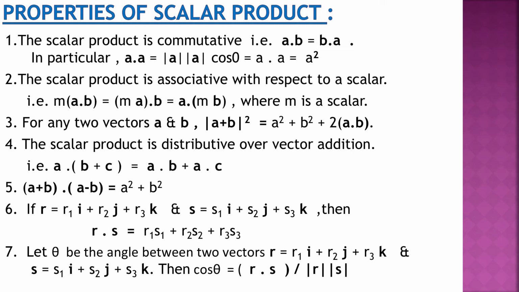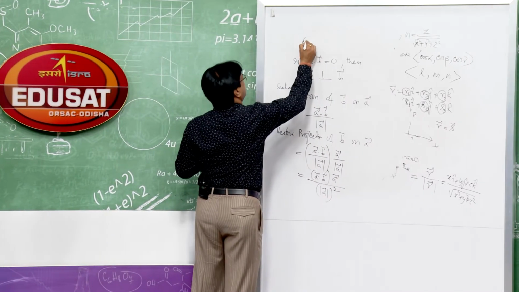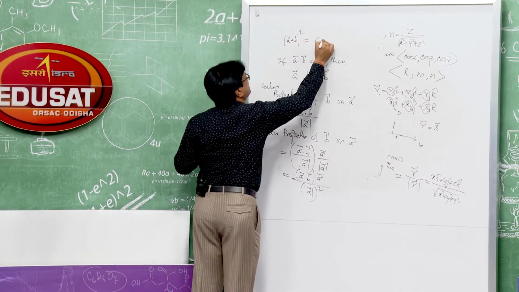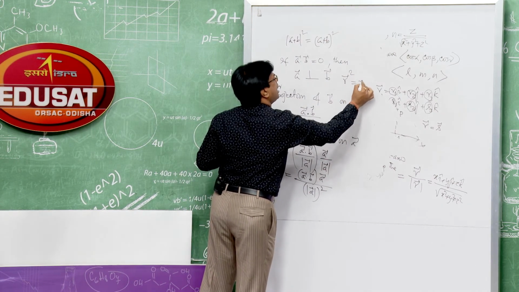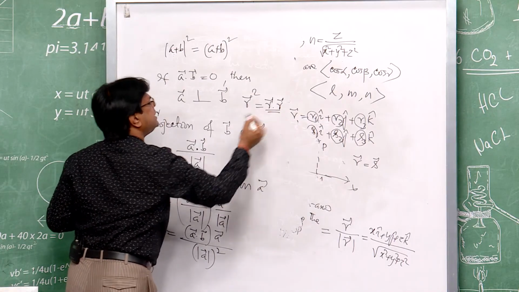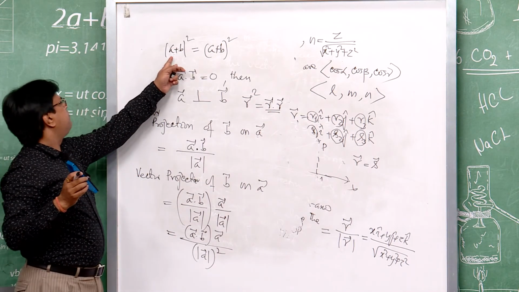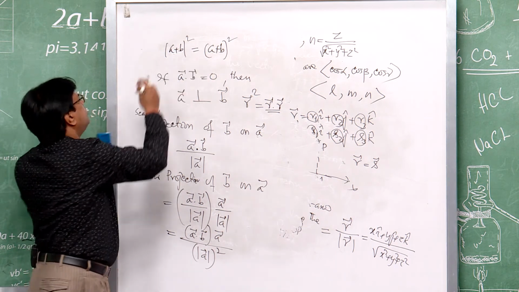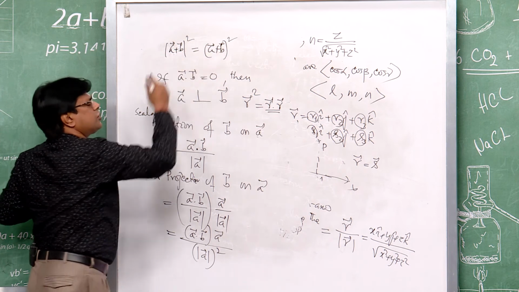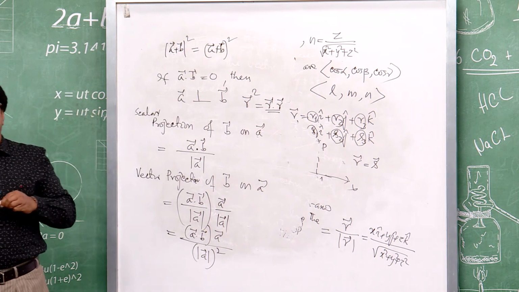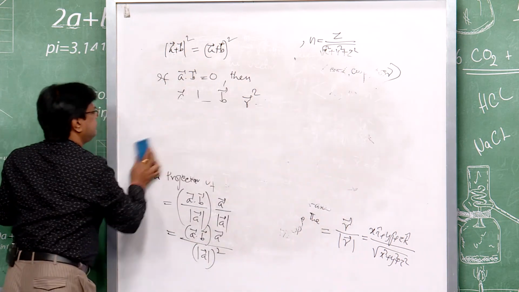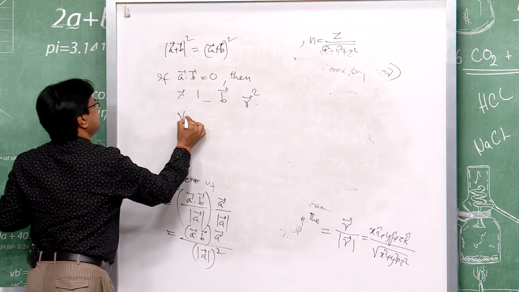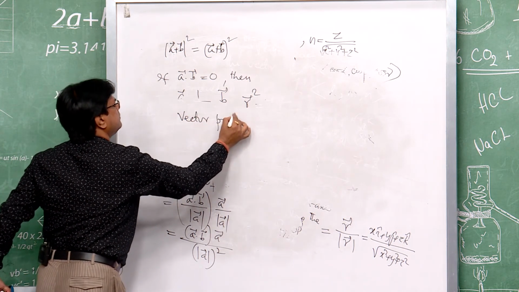Similarly, for any vectors A and B, suppose we take A plus B whole square, the magnitude square, because R square is equal to R dot R. R dot R means that is a scalar quantity. That is why the modulus square is also equal to A plus B whole square. Similarly, you can also go to the next, which is the vector product of two vectors, vector product or cross product.